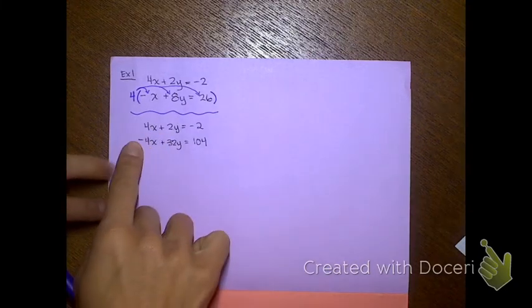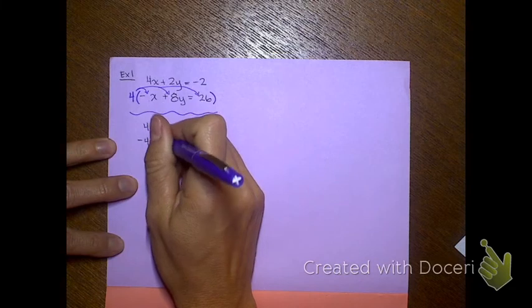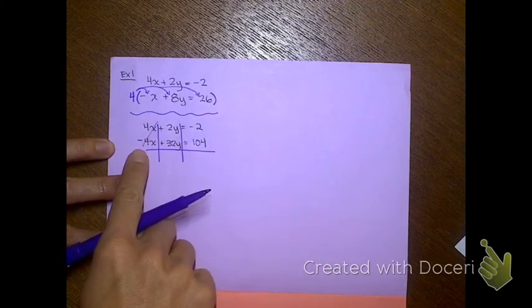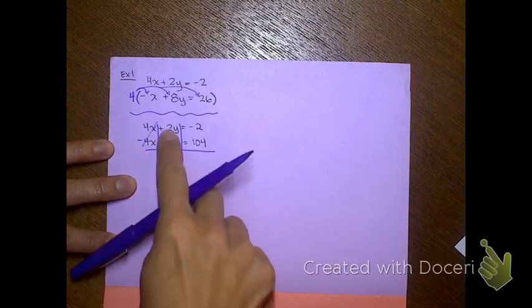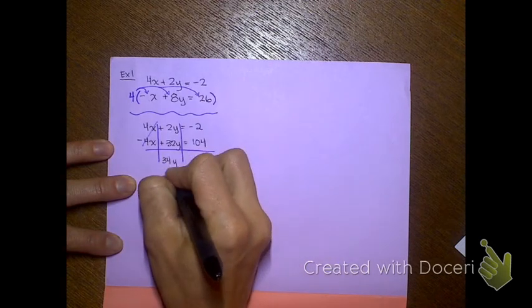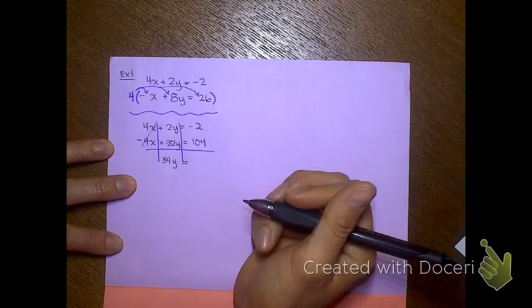Now I see these have the same coefficient with an opposite sign, so they will cancel, right? So I'm going to draw my columns and combine those. When I do that, these ones make 0. These ones, positive 2y and positive 32y, make 34y. Drop down your equal sign. And negative 2 and 104 make 102, right?